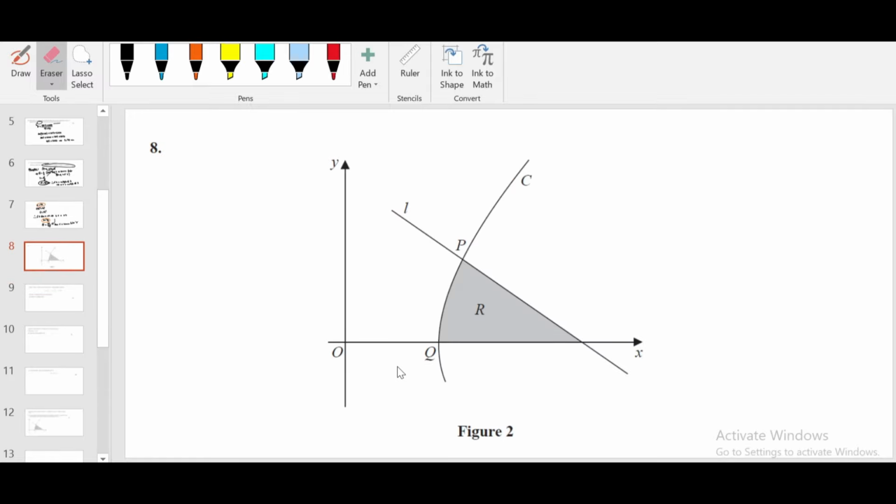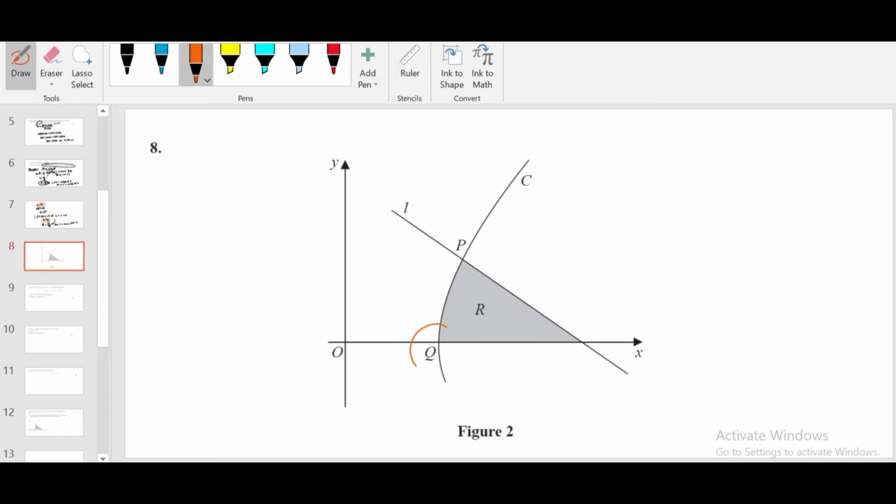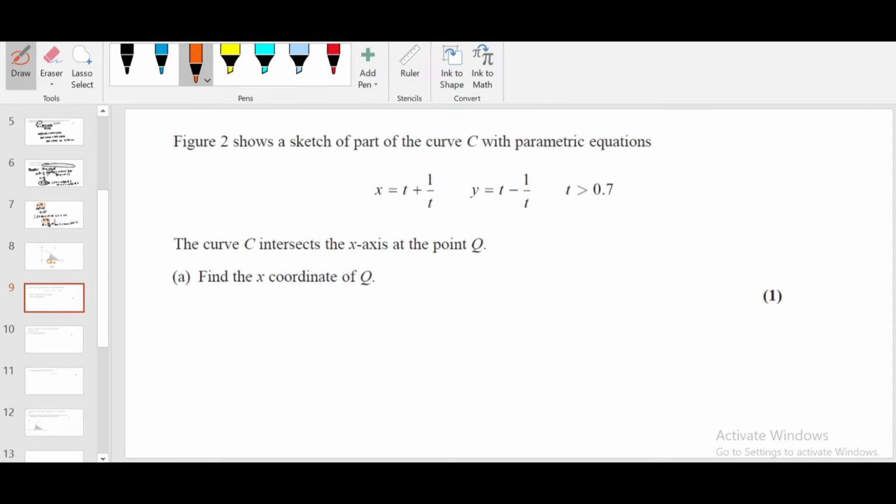We have a figure given. There is a straight line and a curve C and some shaded region. Okay, let's read the question. The figure 2 shows a sketch of the part of the curve with parametric equations. X is this, Y is this. The curve C intersects x-axis at point Q. This is Q. We know for sure the y coordinate of the point would be 0 if it intersects x-axis. So they want to find the x coordinate.